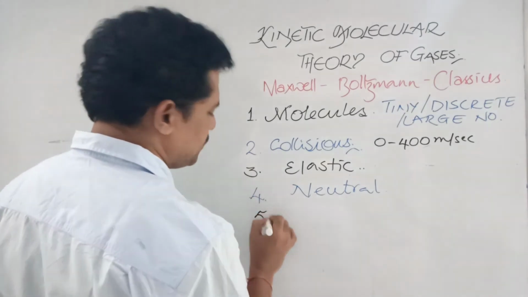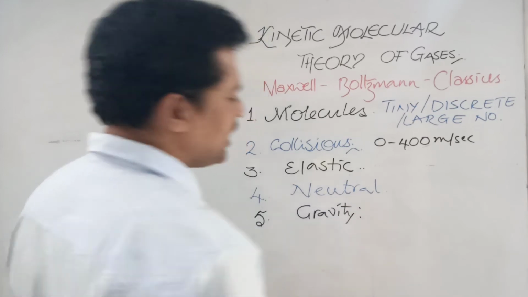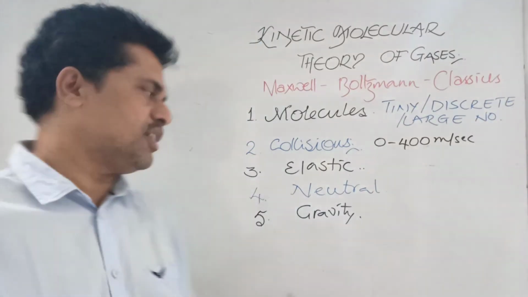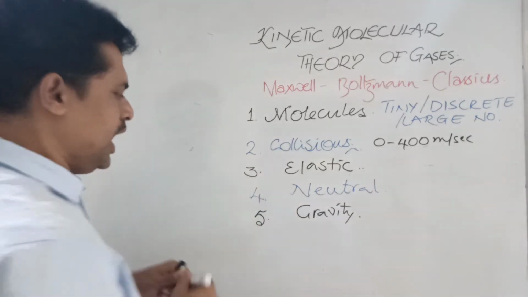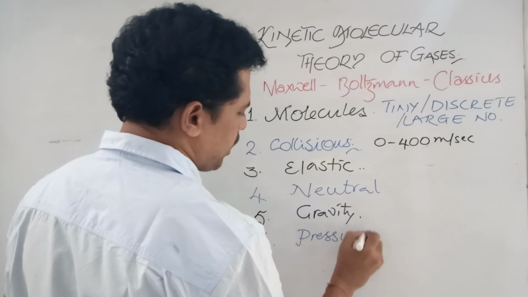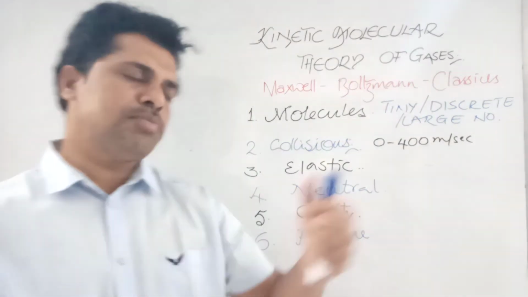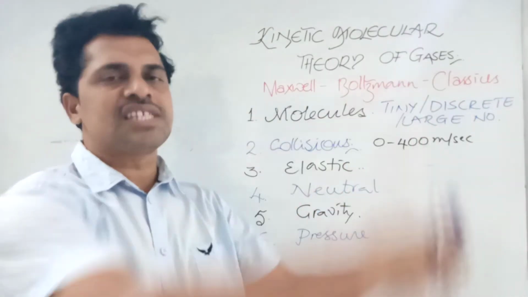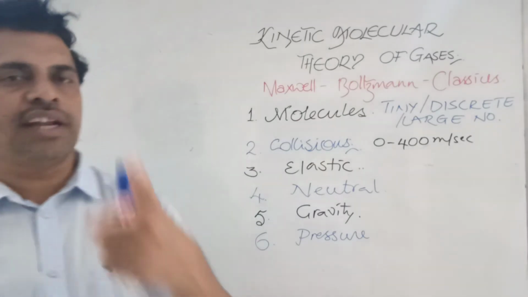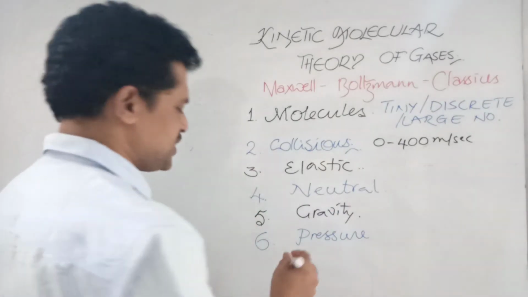Then gravity. There is no gravity working on the gaseous molecules. This is one point. Then pressure. Whatever the pressure of the gas is, the pressure is because of the molecular collisions made on the walls of the container. Whenever the gas molecules are hitting the walls, they are going to create some pressure. The pressure is because of the molecular collisions.